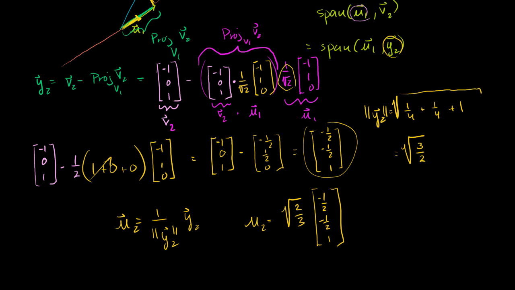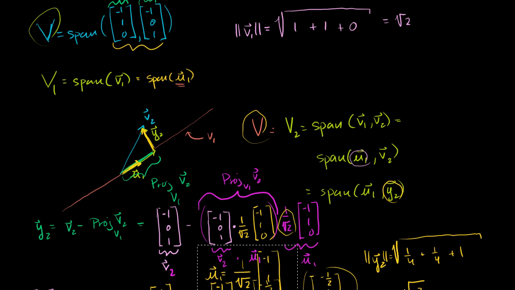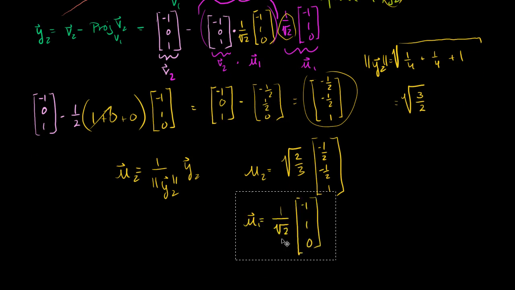And I already had defined u1 up here. u1 was right up here. Let me copy and paste. I think I can just move it down. Let me just move it down. So I found u1 right here.